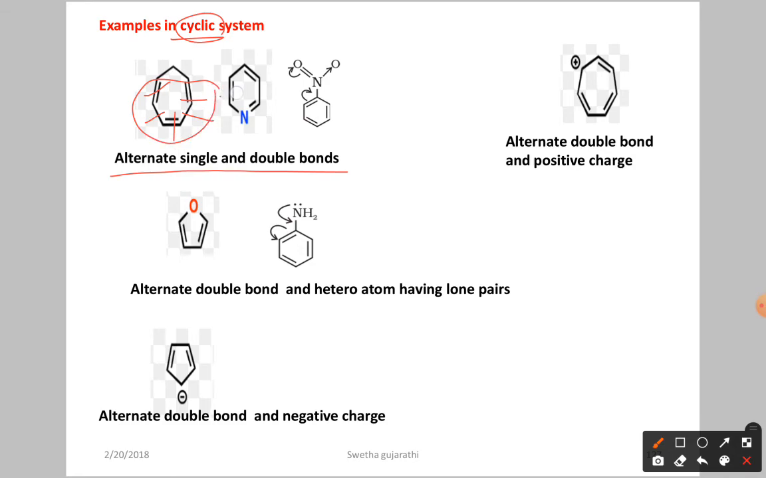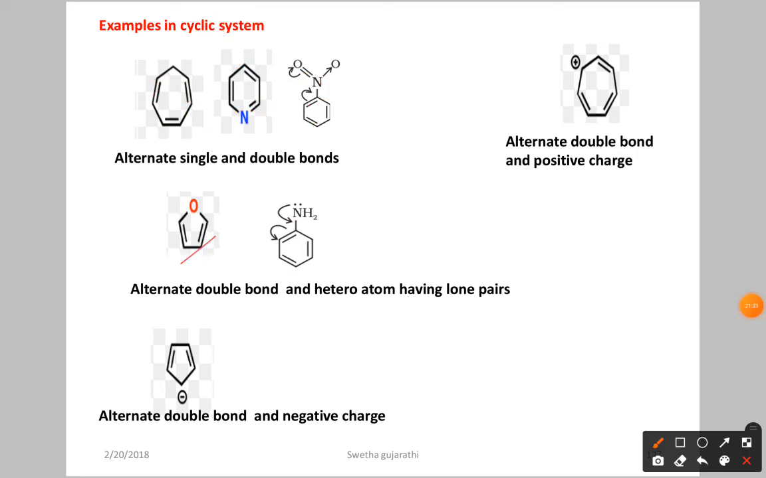Now here you can see double bond, single bond, double bond, single bond, double bond, which means conjugation is present. Again double bond, single bond, double bond, single bond, and after that up to here also, because this total, including the ring, is in conjugation. These are the examples for alternate single and double bonds.